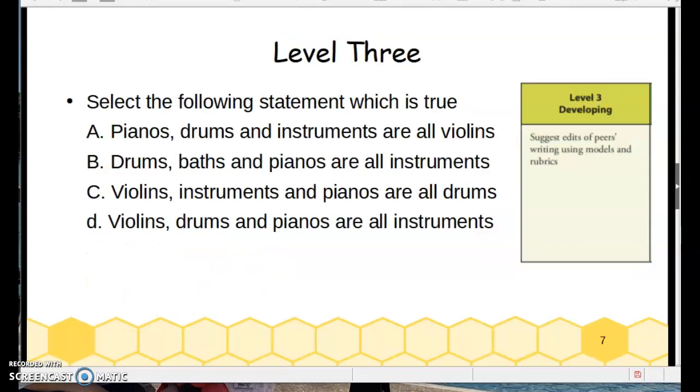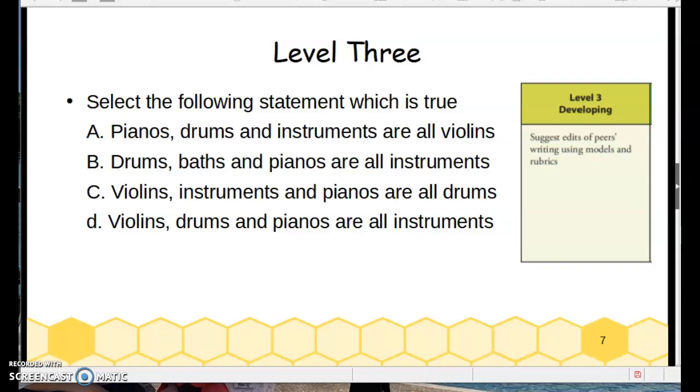For level 3, it's a little bit more advanced, but the general idea is to edit the question, keeping in mind age group of the tester without losing sight that this is a vocabulary question. So I would change it to select the following statement which is true.